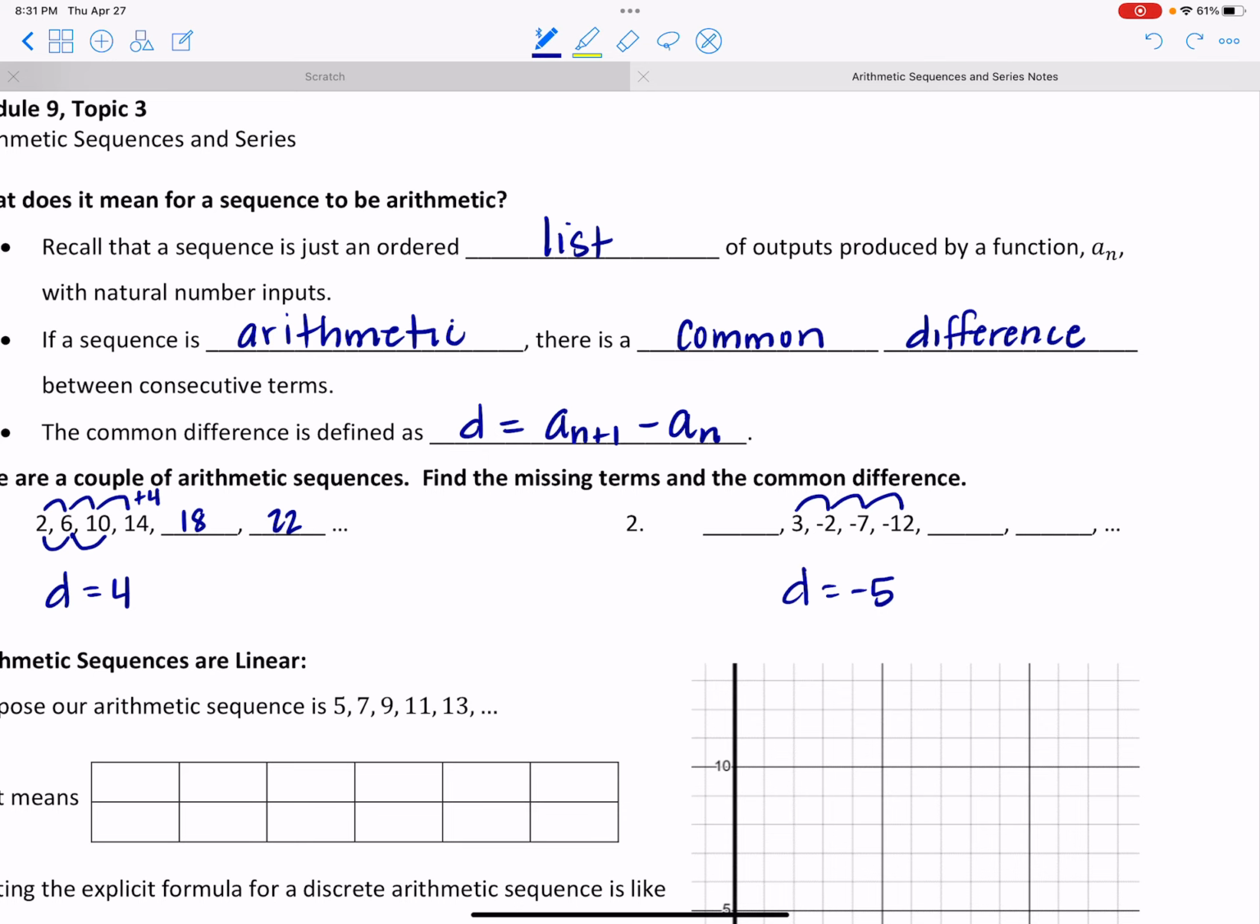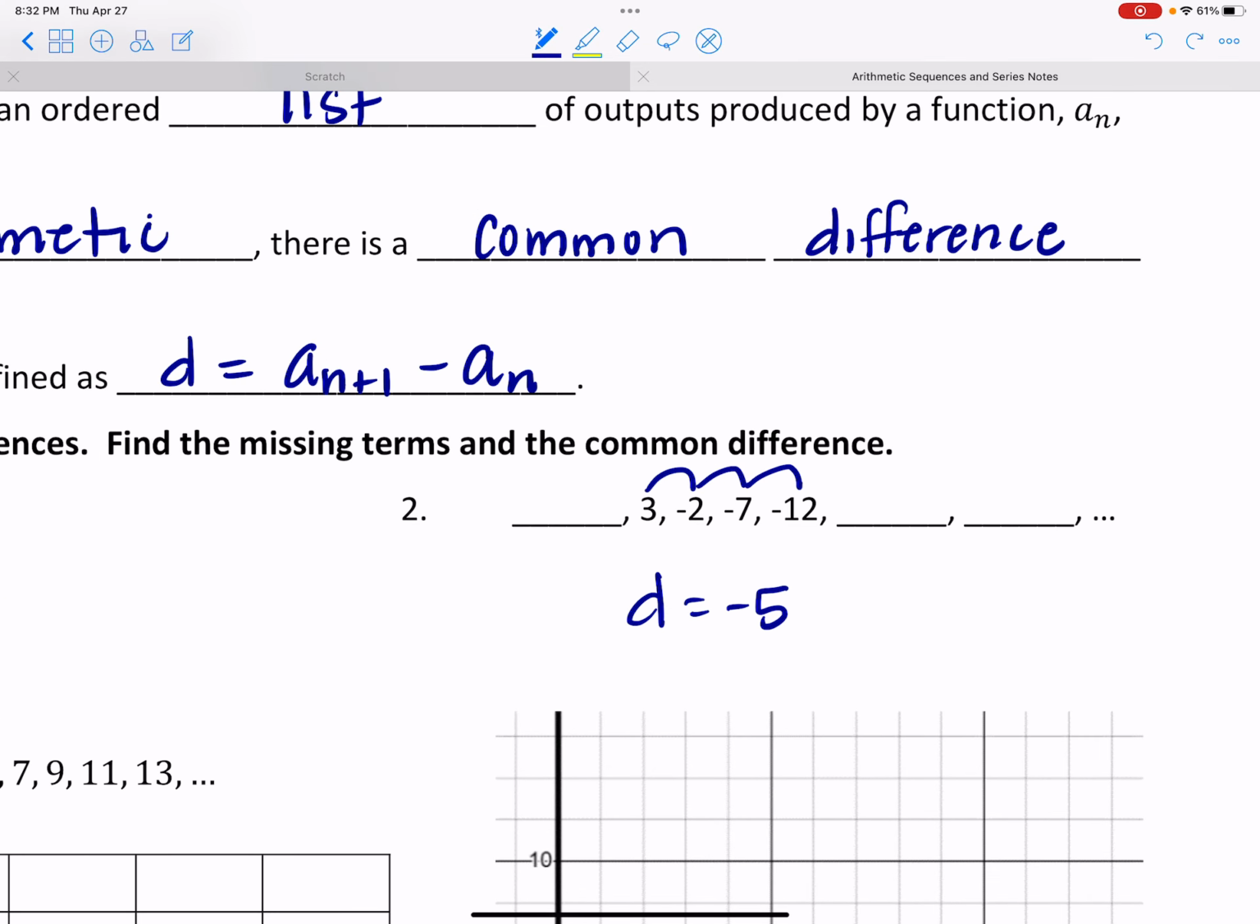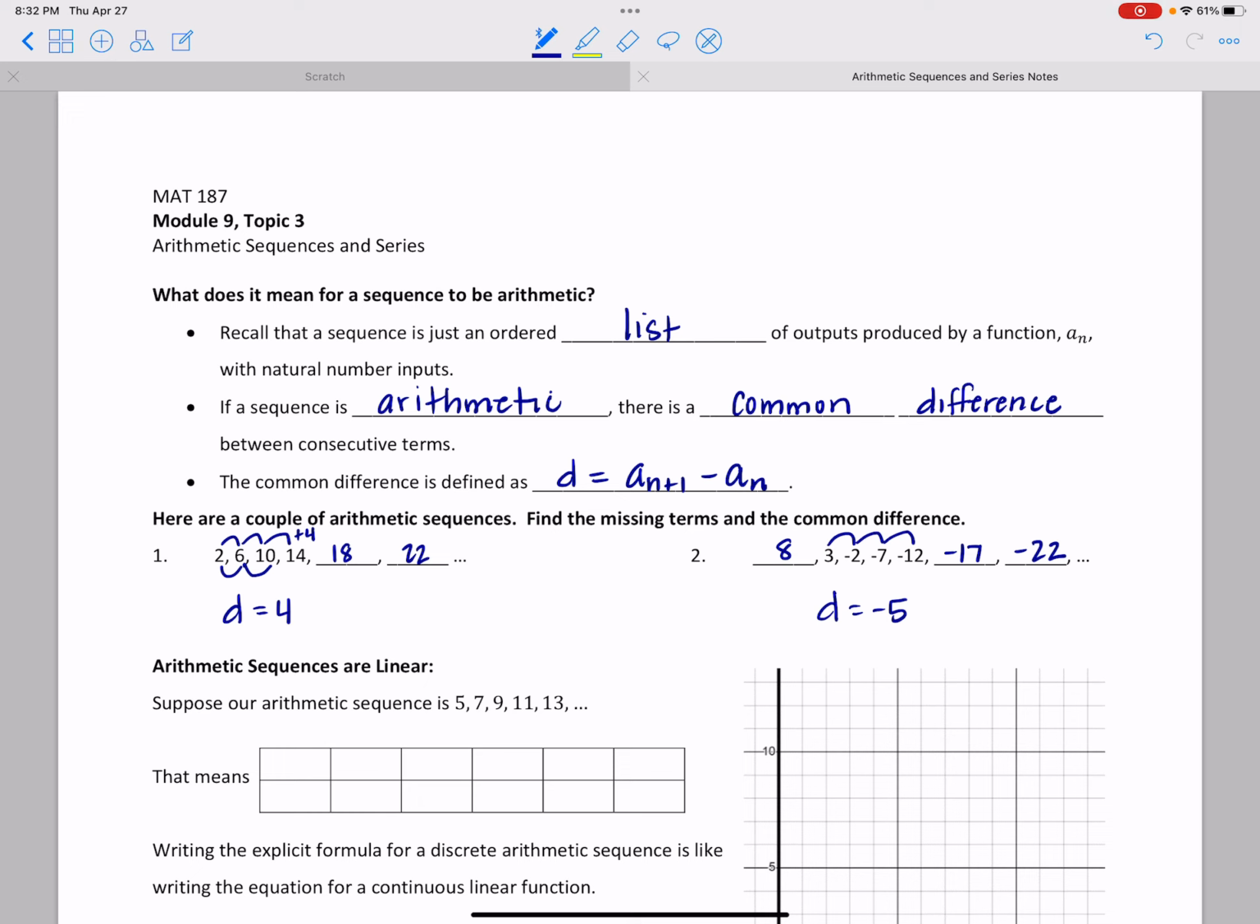So if I wanted to find a few of the missing terms here, negative 12 minus 5 would be negative 17, and negative 17 minus 5 would be negative 22. And then if I had to find a term going the other direction, instead of subtract 5, I would add 5. So 3 plus 5 means that first term has to be an 8. Okay? So if it's an arithmetic sequence, again, it's just a list that's generated by adding or subtracting some constant to get from one term to the next, and we call that constant that we add or subtract the common difference between the terms. We call it D.